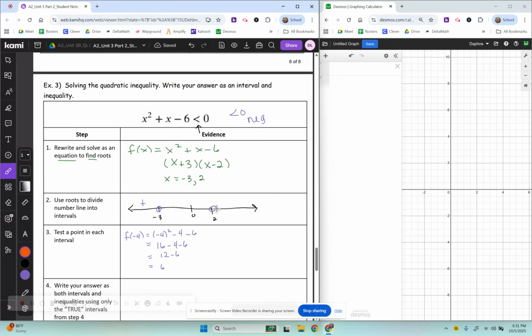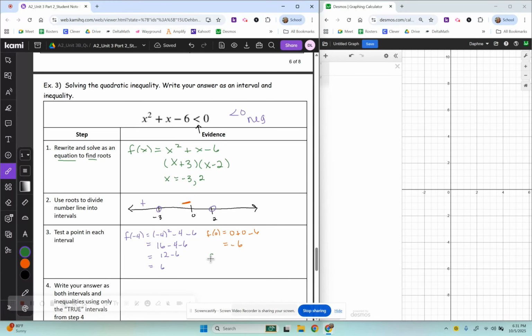Right, let's try one in between. Well, 0 is in between -3 and 2, so I can check f of 0. So 0 squared is 0 plus 0 minus 6. And this is going to equal a -6. So this region here is going to be negative.